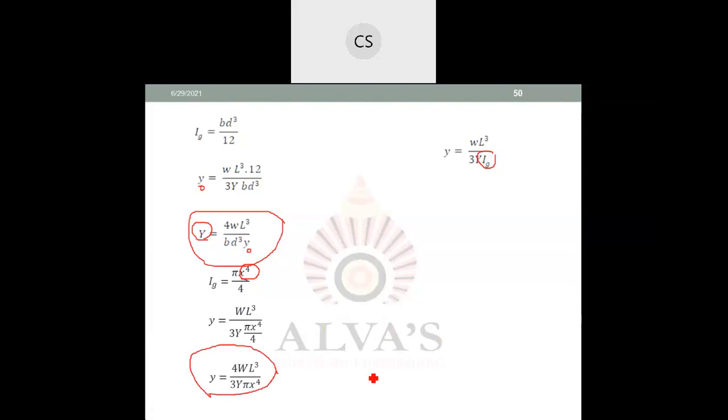Is it okay? So this is a general expression for any cross section: y is equal to WL cube divided by 3YIg is the general expression for depression. This is for rectangular cross section, this is for circular cross section. Is it okay? So I think it's time.